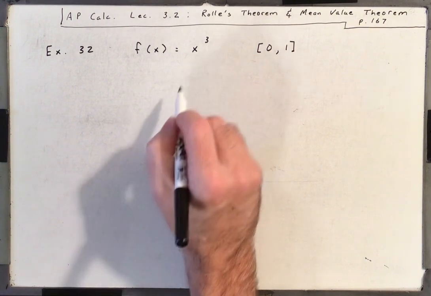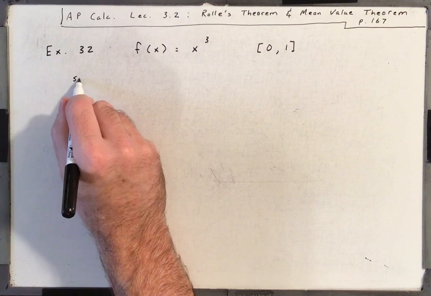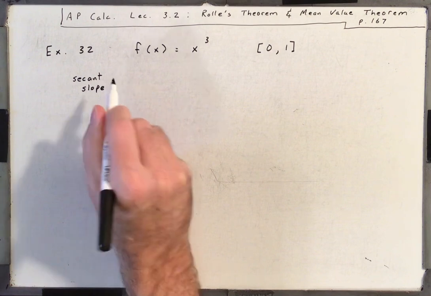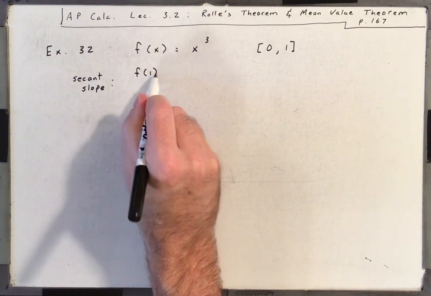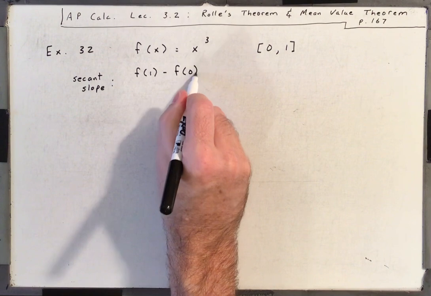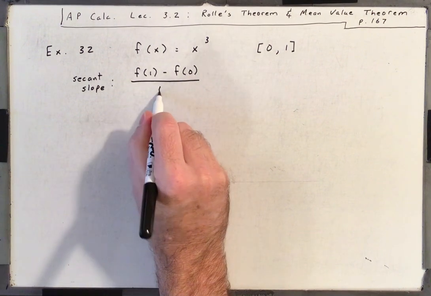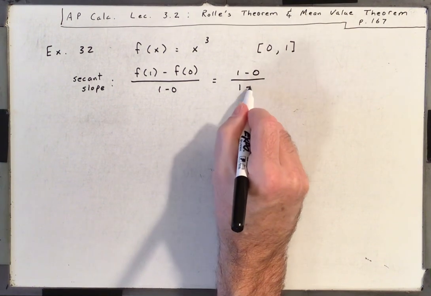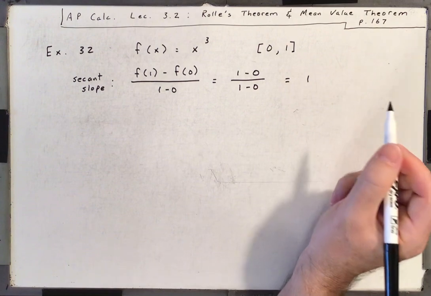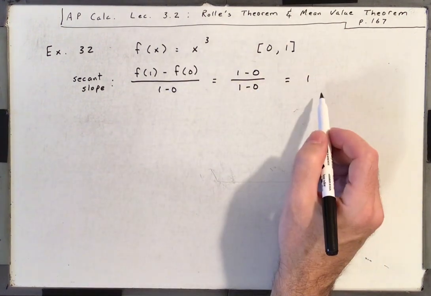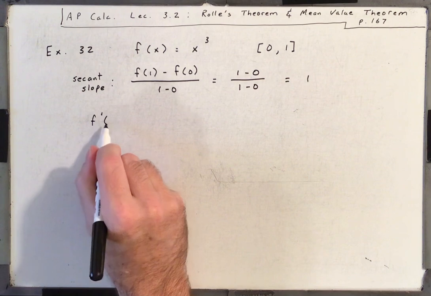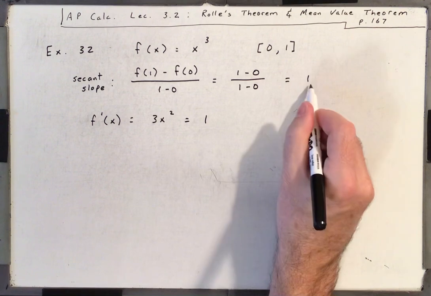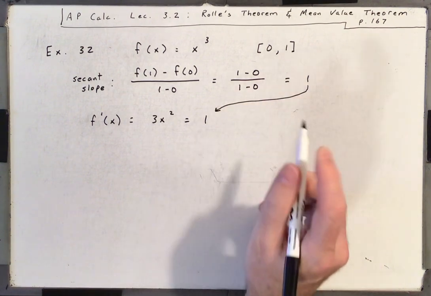So let's take a look at the slope. So our secant slope would be f of 1 minus f of 0 all over 1 minus 0. So that's going to be 1 minus 0 over 1 minus 0, which is 1. So I want to set the derivative equal to 1 and solve. So f prime of x is 3x squared. We're going to set that equal to the secant slope.